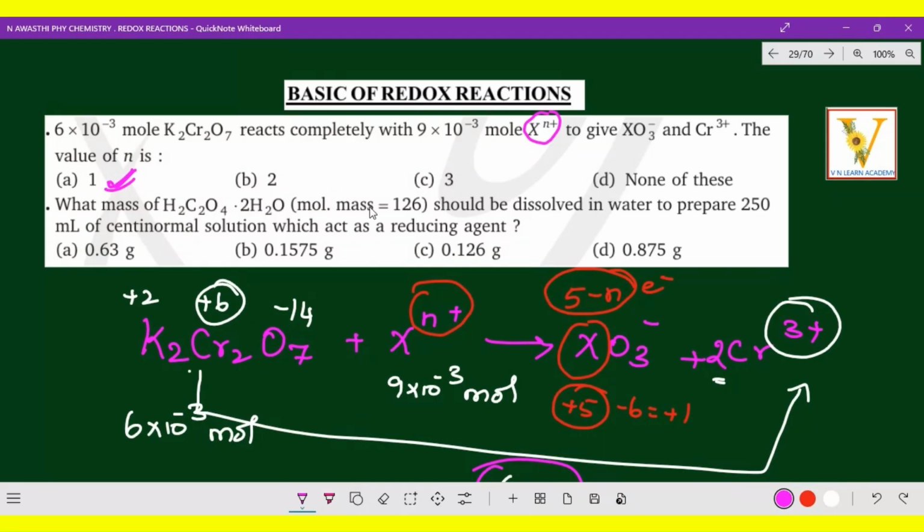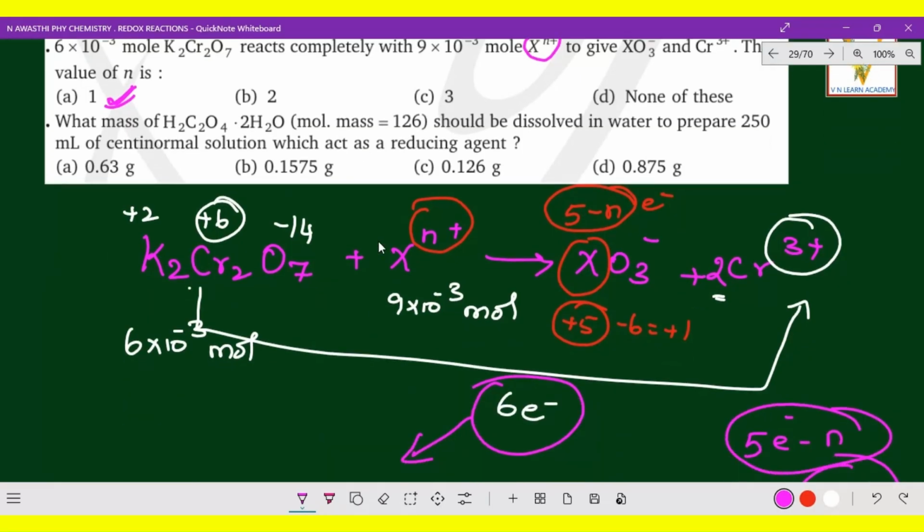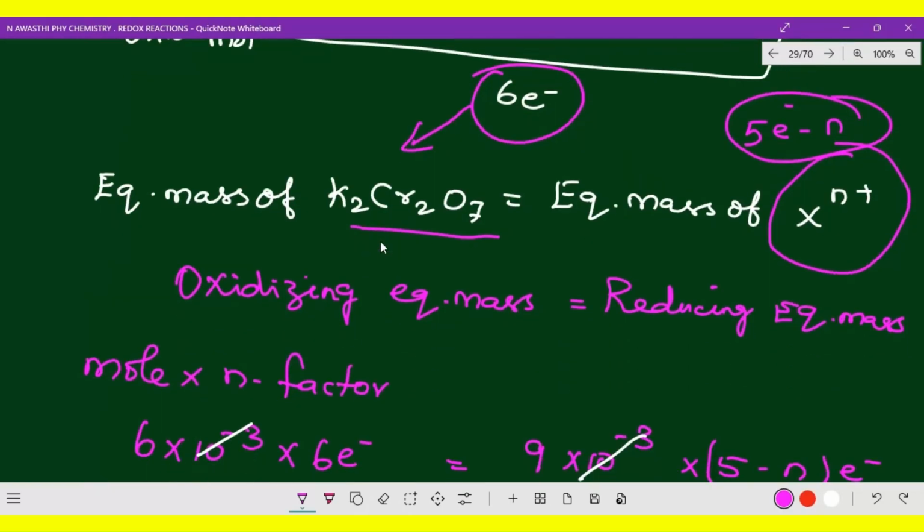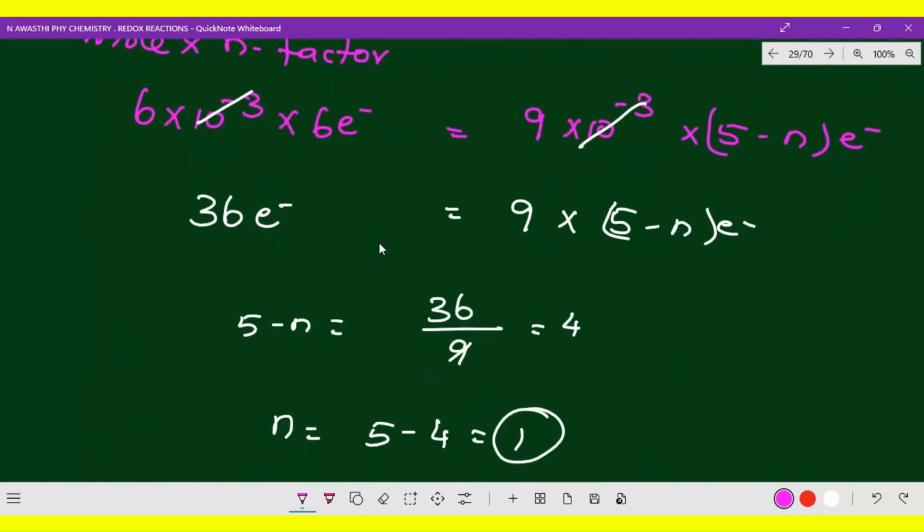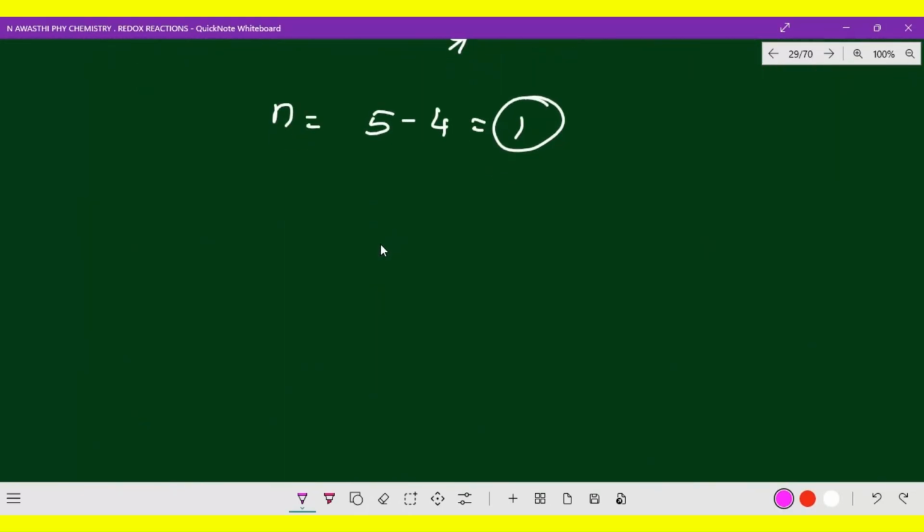H2C2O4·2H2O, molecular mass 126 gram per mole, should be dissolved in water to prepare 250 ml of centi-normal solution which acts as a reducing agent. See, it is an indirect question only. Come on, let us check. This is also a very easy normality question. Indirectly they are asking this question. Come on, let us find it.